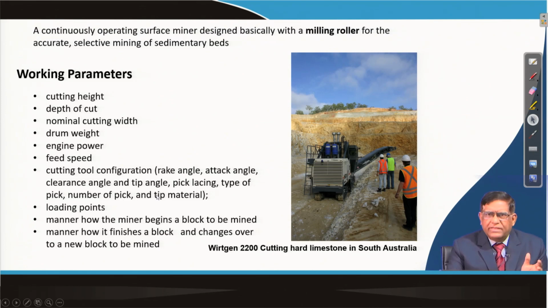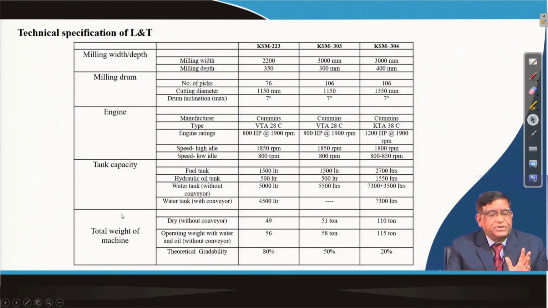A number of people have written a lot of papers. You can read them, and also you can see videos of these particular machines, so that you can get a feel of how they work. The loading points are also very important, that is where it is loading onto the conveyor belt, loading onto a truck, or making a windrow on the surface. And then how it is being deployed in the mines, how exactly the face is designed, that also affects the operation of these machines.